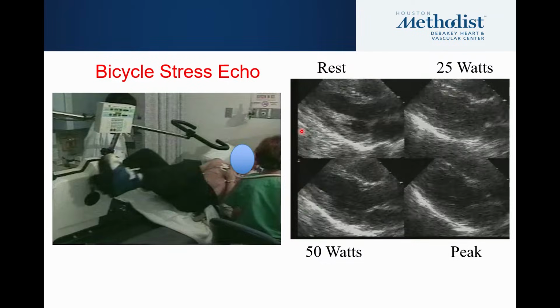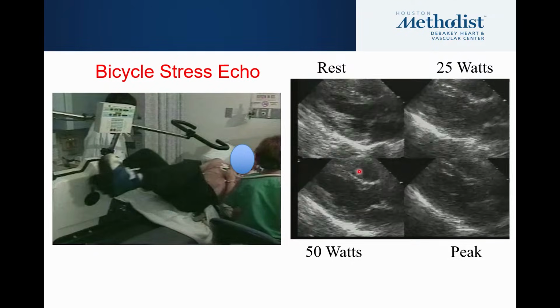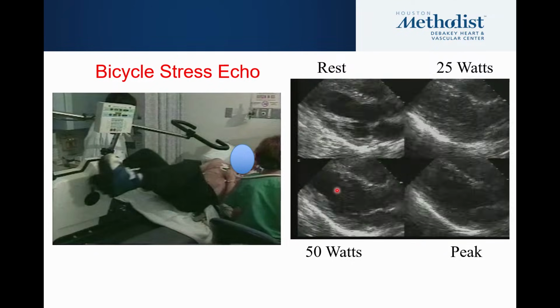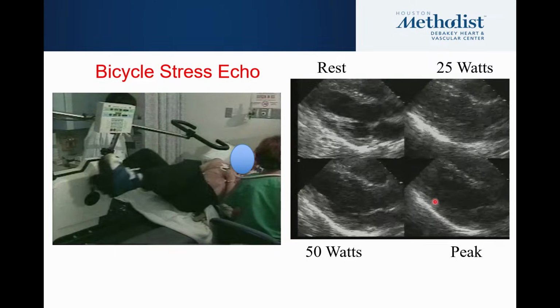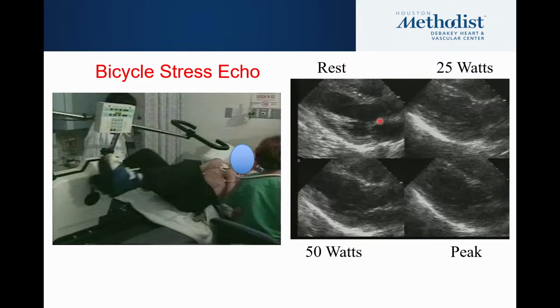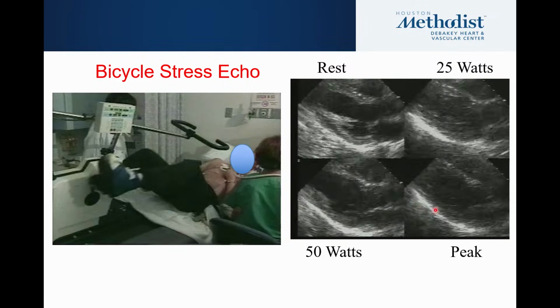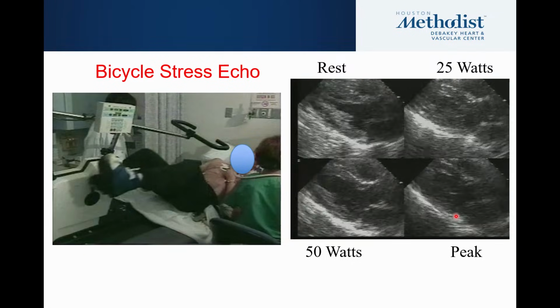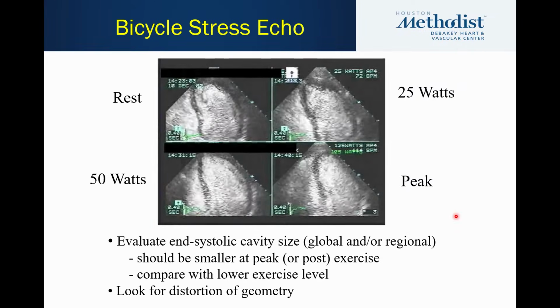Now the big advantage of bicycle is that you can do rest, intermediate levels of exercise, like 25 and 50 watts, and peak. So now you can compare your peak not just to rest, but also to intermediate levels, because you should have improvement of function with the lower levels and then worsening of function if ischemia occurs at the higher levels. And this is a nice example.